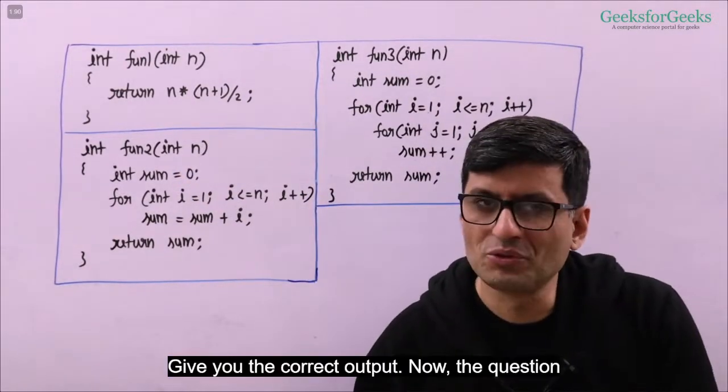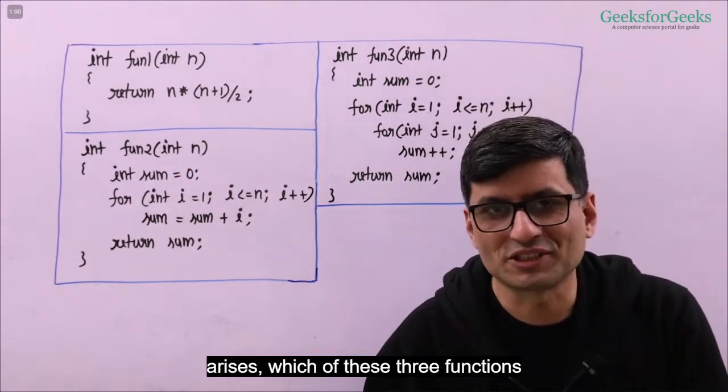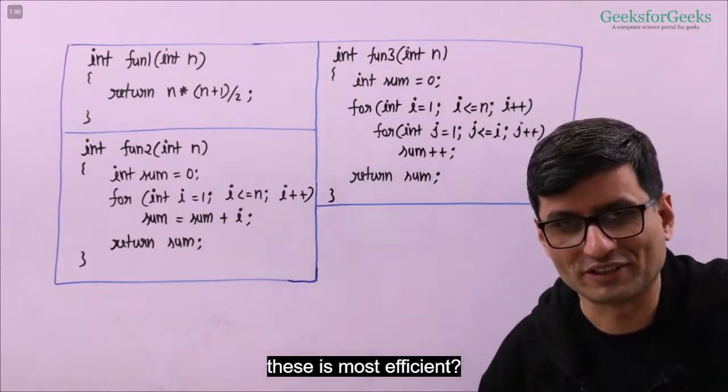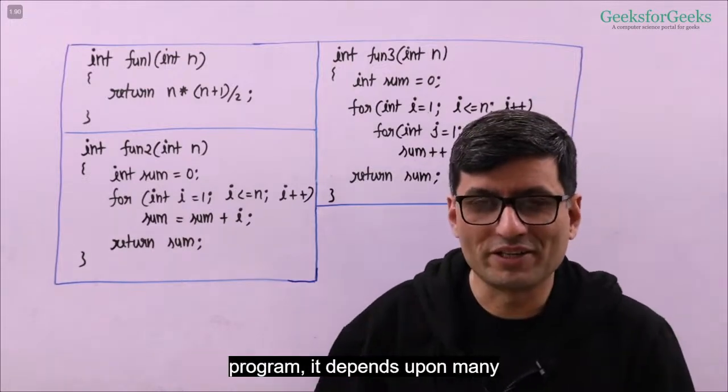So these 3 functions give you the correct output. Now the question arises, which of these 3 functions is going to take the least time? Which of these is most efficient? See, when you talk about time taken by a program, it depends upon many factors.